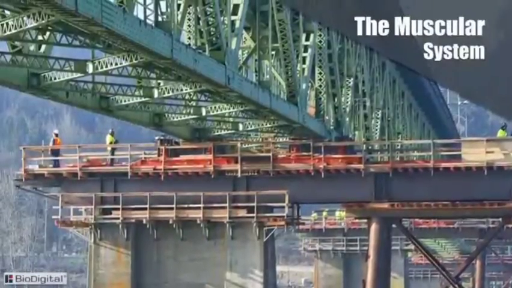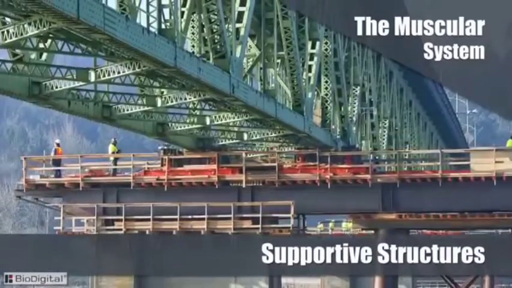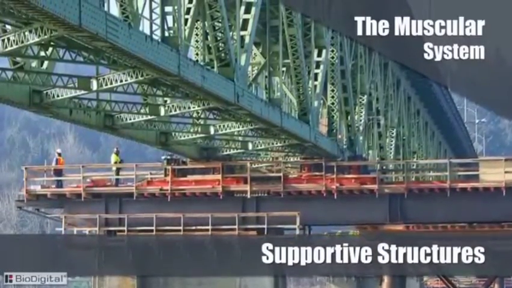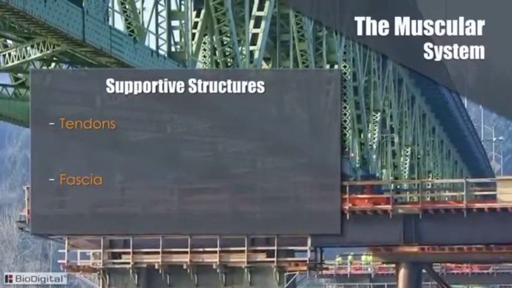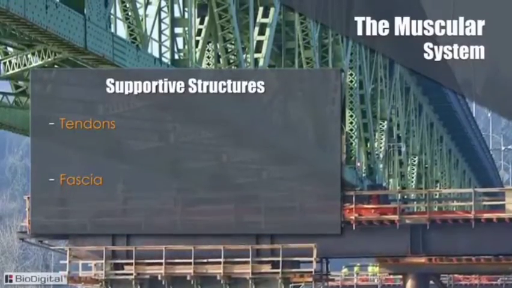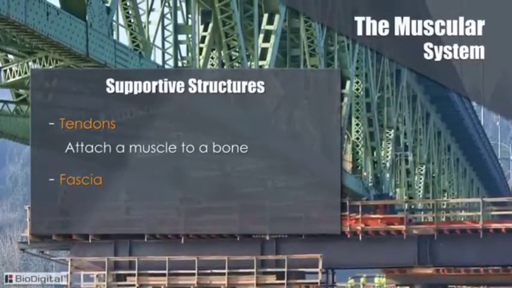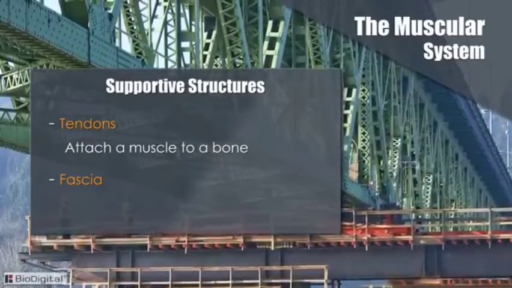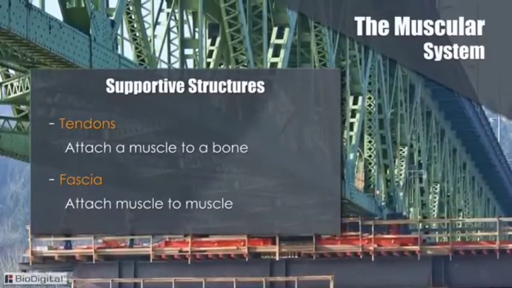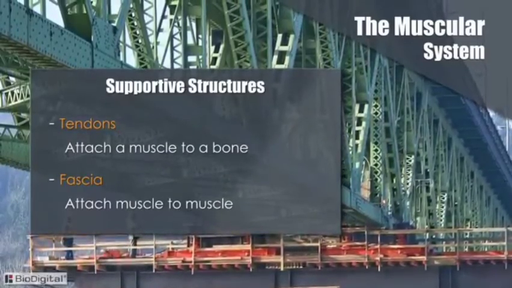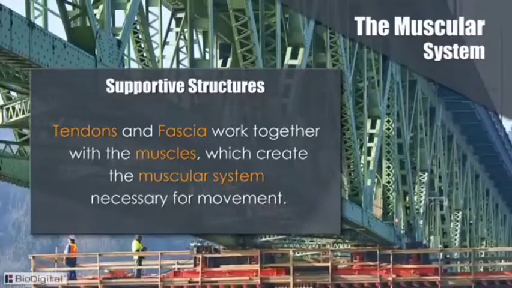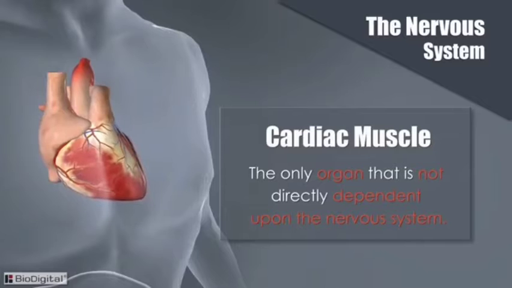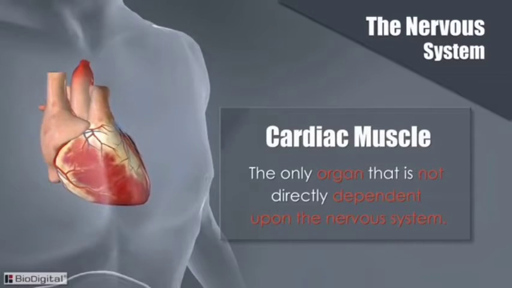Although muscles obviously make up the muscular system, there are still some supportive structures that we need to look at which are also a necessary part of the system. Tendons and fascia are important supportive structures for the skeletal muscles. Simply put, tendons are what attach a muscle to bone and fascia connects muscles to other muscles. Tendons and fascia work together with muscles, which create the muscular system necessary for movement. The only organ not directly dependent upon the nervous system is the cardiac or heart muscle.